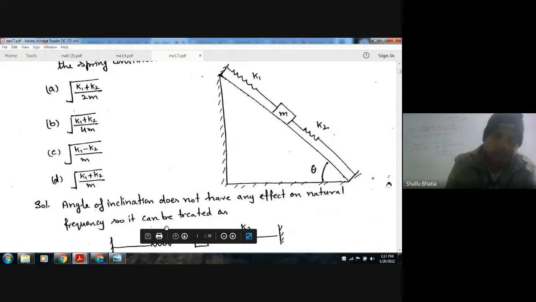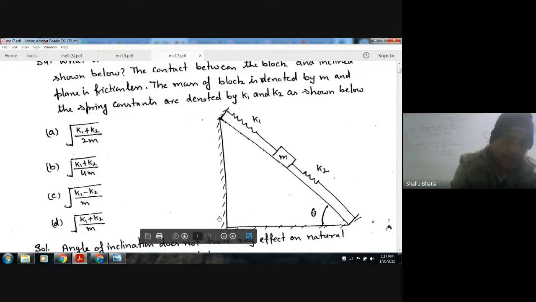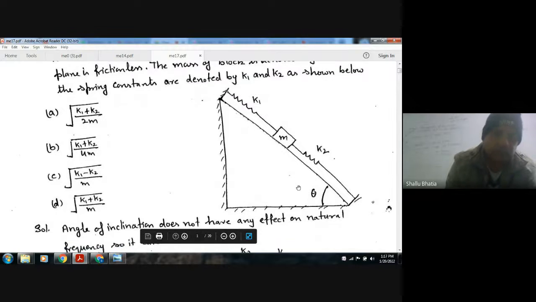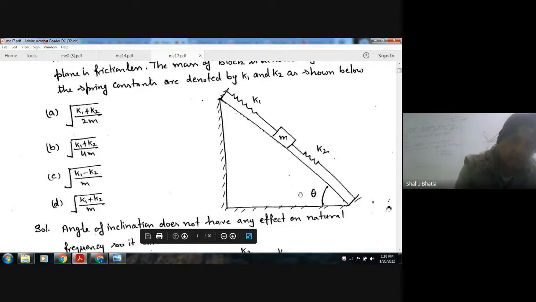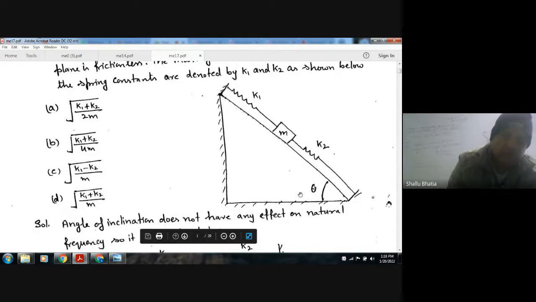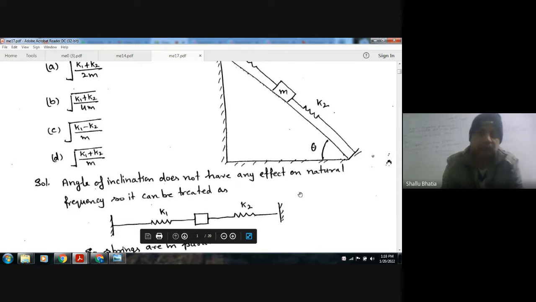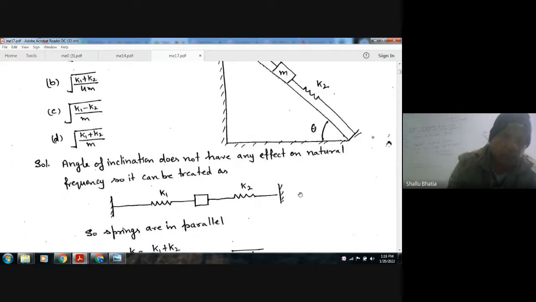Okay. So here this theta does not have any effect on the natural frequency, as natural frequency doesn't depend upon the gravitational force, and theta is introducing only the gravitational force. So it doesn't have any effect on natural frequency. So the natural frequency can also be found by placing this spring system as a horizontal one.